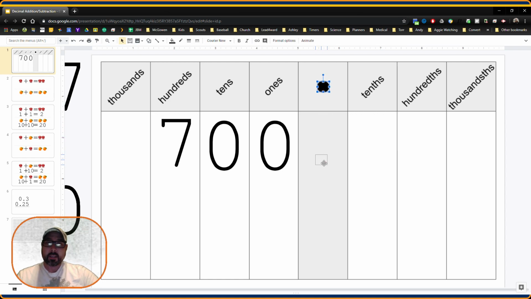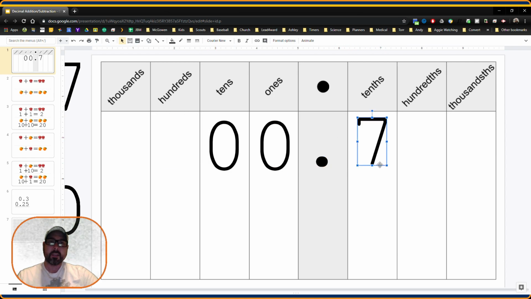Okay. Now, let's go ahead and make ourselves a decimal number. Instead of 700, let's do 7 tenths here. Now, this is going to tell us this is less than one whole. You know, we have 0 ones, 0 tens. In fact, I'm going to get rid of this. We really don't need it.